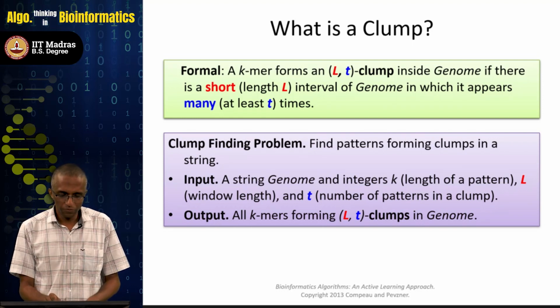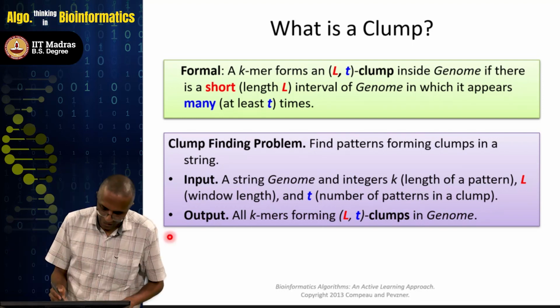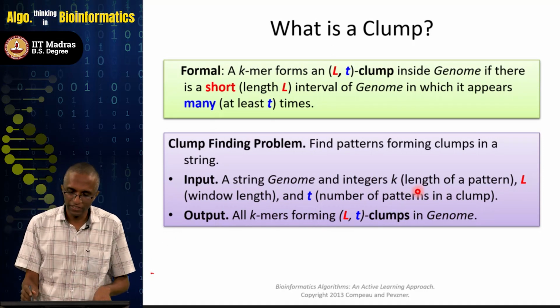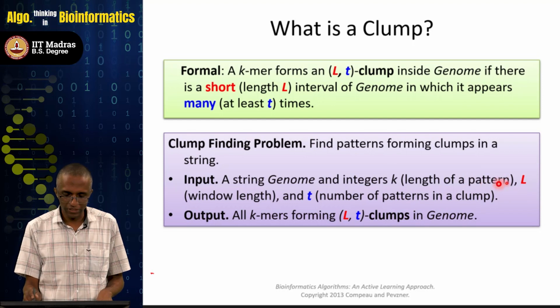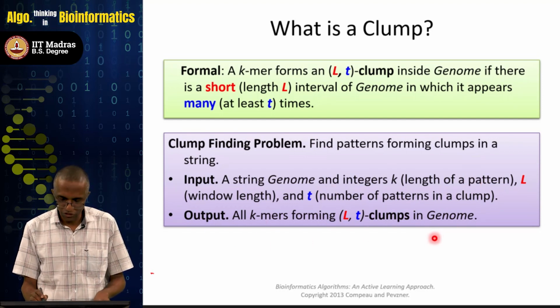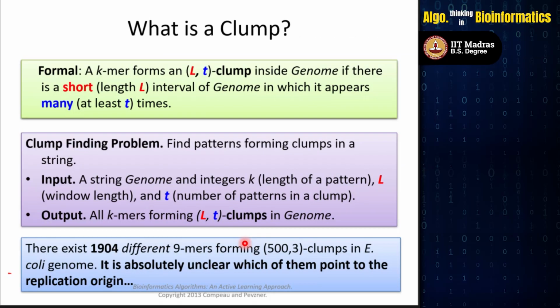So, you have a string genome and an integer k, the length of a pattern, L is the window length, and t is the number of patterns. So, with the 3 parameters k, L and t, you want to figure out all k-mers forming (L, t) clumps in the genome. And the challenge is of course that with the simplistic problem formulation, there exist more than 1000 different 9-mers forming (500, 3) clumps in the E. coli genome.